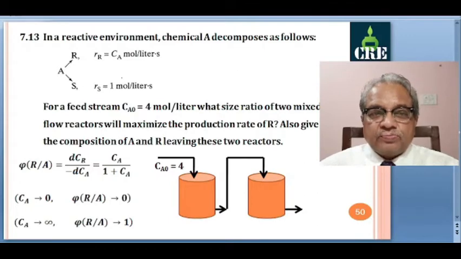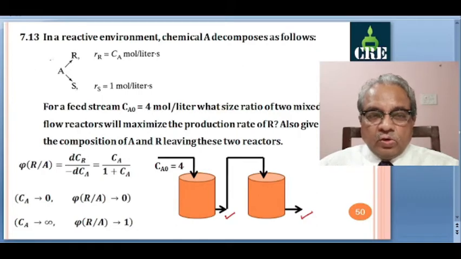Next, problem 7.30. In a reactive environment, chemical A decomposes as follows: A gives R and A gives S. The rate of formation of R is Ca, so this is first order with rate constant 1. The rate of formation of S is 1; here also the rate constant is 1, and it is zero order. For a feed stream of Ca0 equal to 4 moles per liter, what size ratio of two mixed flow reactors will maximize the production rate of R? Also give the composition of A and R leaving these two reactors. So you have to find the concentration here and the concentration here.